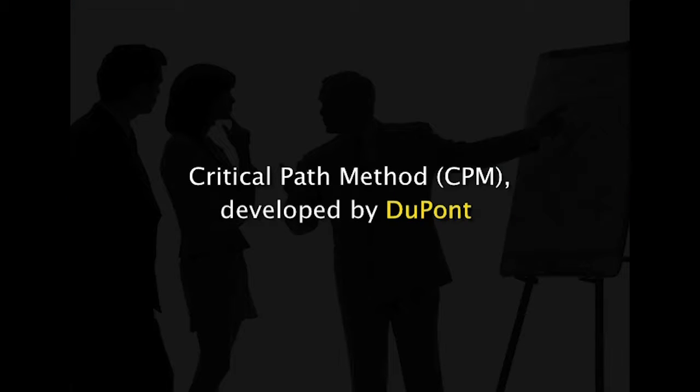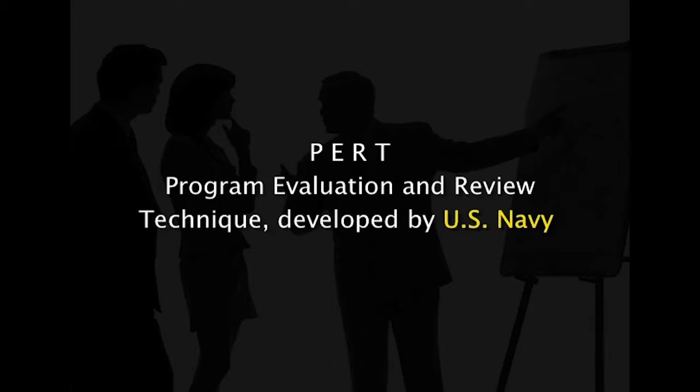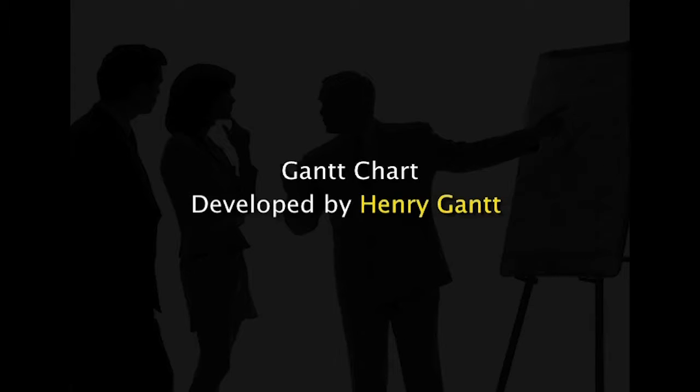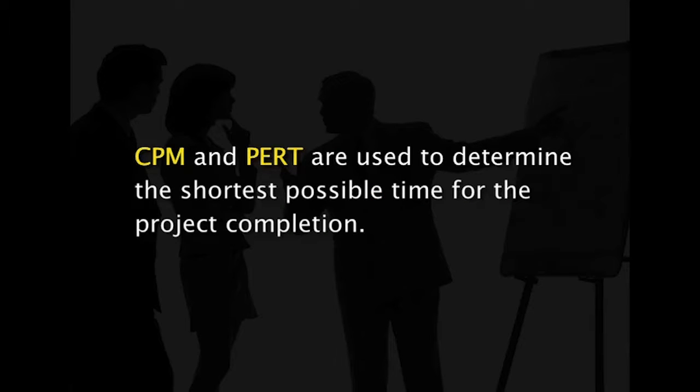They are critical path method, CPM, which is developed by DuPont. Second, PERT, program evaluation and review technique, developed by US Navy. And third, Gantt chart, developed by Henry Gantt. CPM and PERT are used to determine the shortest possible time for the project completion.